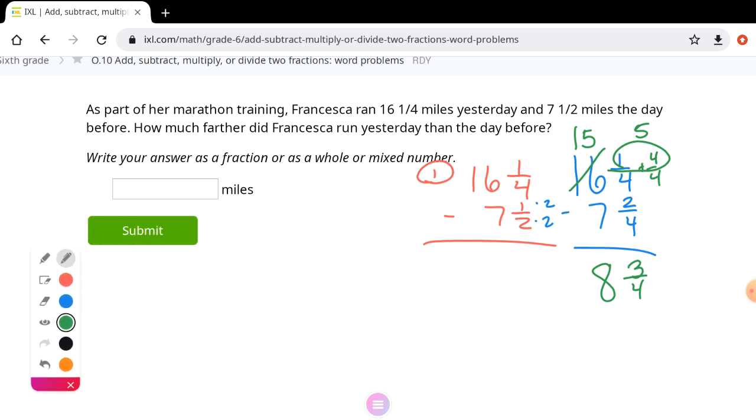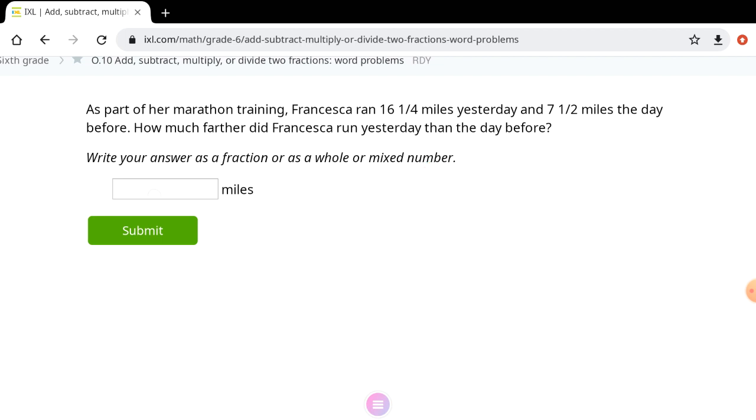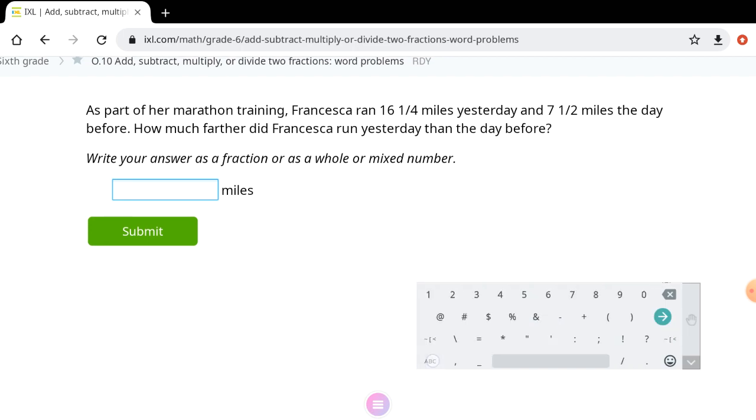That's probably the hardest type of subtraction mixed number problem they could give you. Why? Because you had to regroup. If I had to guess on a 6th grade test, they wouldn't give you any that you didn't have to regroup for subtraction. Okay, so I'm going to type that one in. 8 space 3/4.